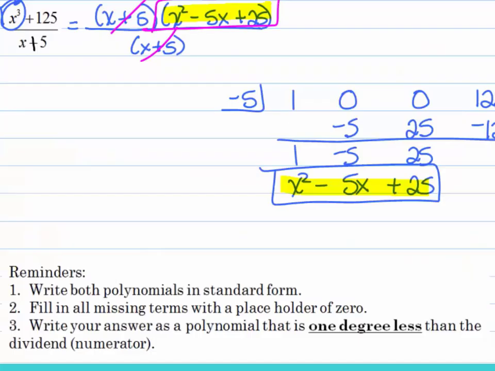So just some reminders. Make sure everything's in standard form in descending order from x cubed, x squared, x, and then your constant. Make sure you fill in all missing terms with your placeholder of 0. And then the last step is don't forget to write that answer. And that answer is always 1 degree less than what the numerator was, which was your dividend.